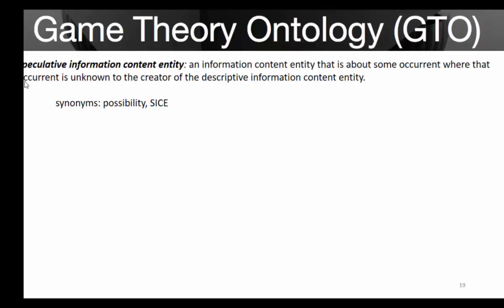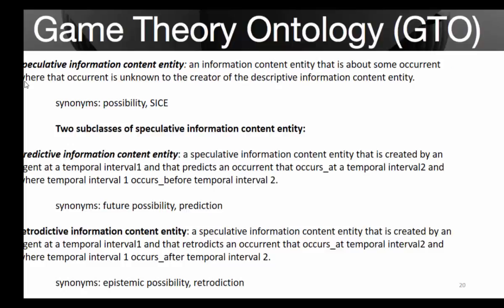So speculative information content entities are information content entities that are about some occurrent, where that occurrent is unknown to the creator of the descriptive information content entities. These are serving my role as possibilities. Then there are two subkinds of these, predictive and retrodictive. Predictive information content entities are going to be the speculative information content entities that are created by an agent at a temporal interval 1 and that predict an occurrent that occurs at a later temporal interval.